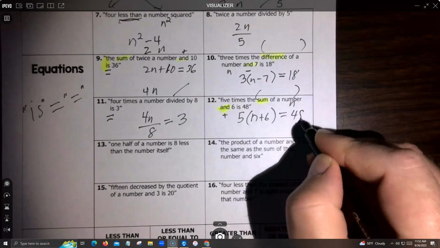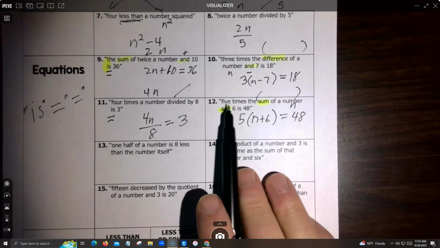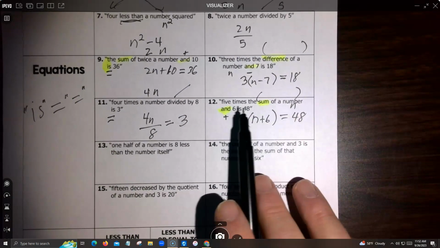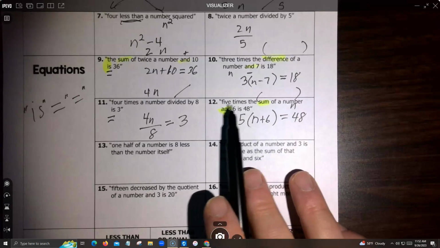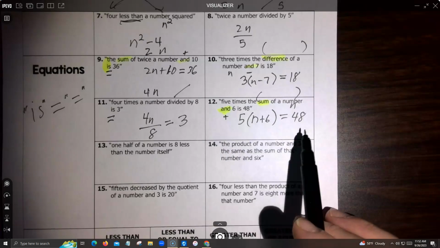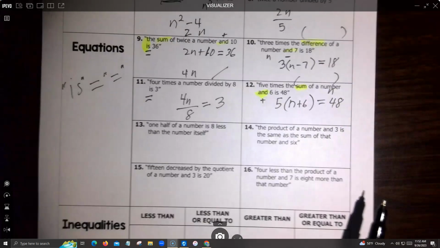is 48. So when you see this 5 times the sum or difference of, go and do the difference and sum stuff first, and then throw the 5 or the number, whatever the multiplier is, in the front. And that's how I would tackle it myself.